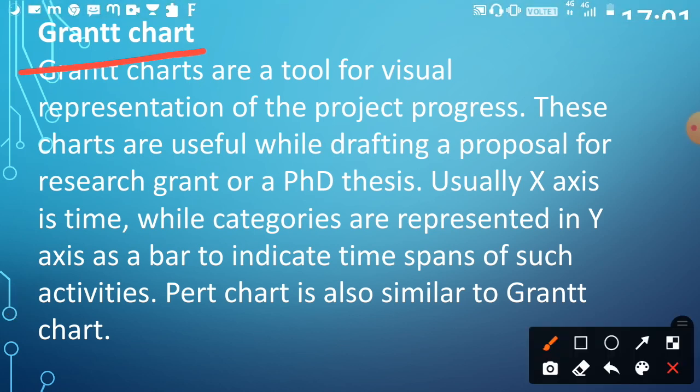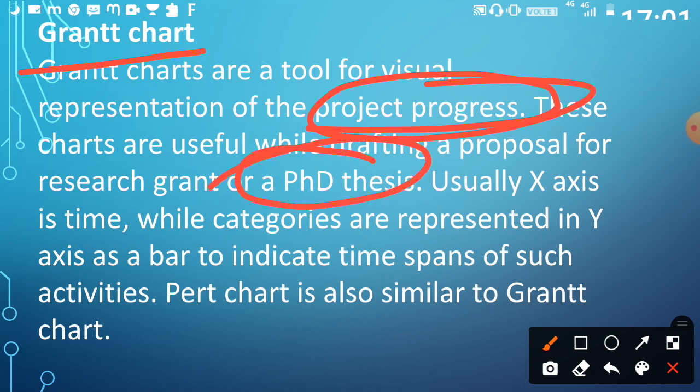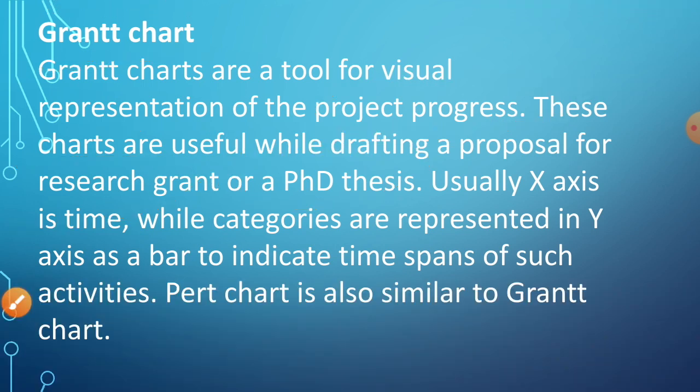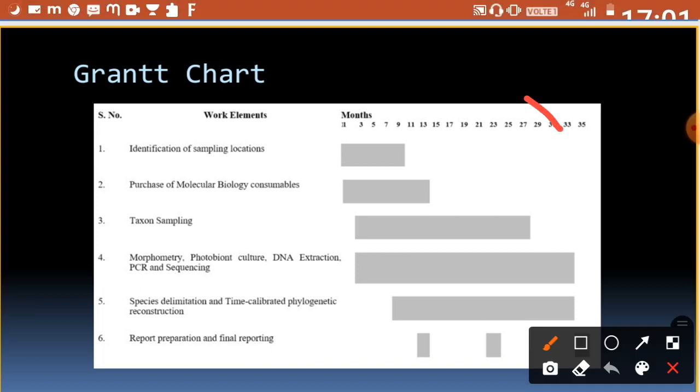Actually, a Gantt chart is generally used to see the project progress, or to have an update about the progress. Generally this is used by students who are doing a PhD as well as research students. Okay, so let's see how it actually looks. This is how your Gantt chart looks.